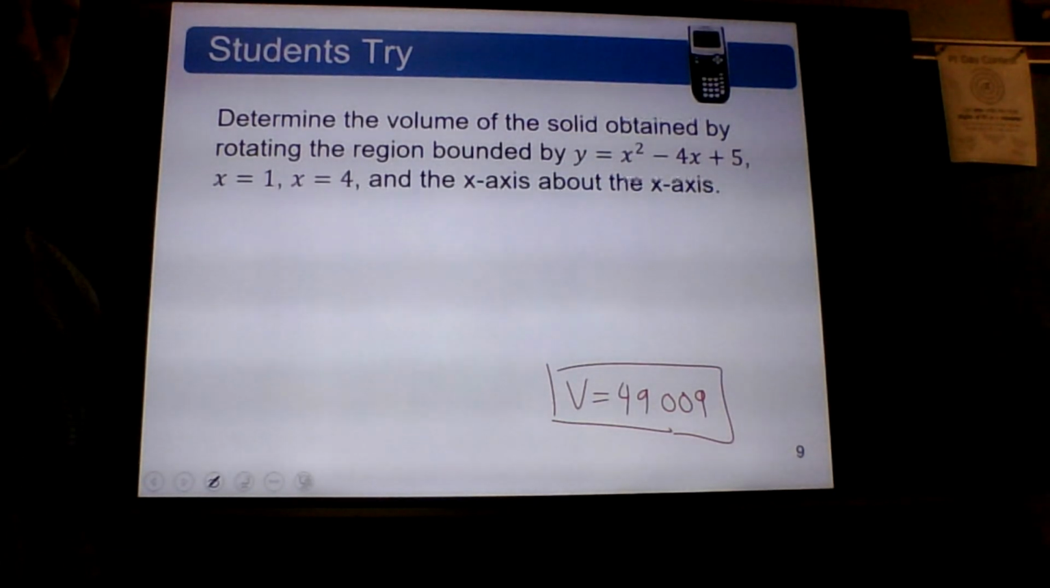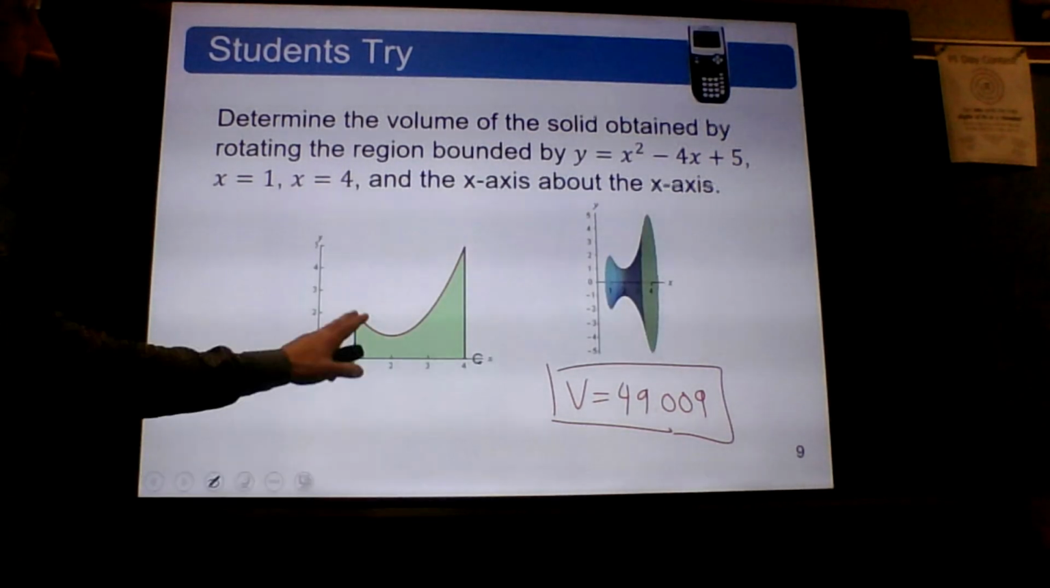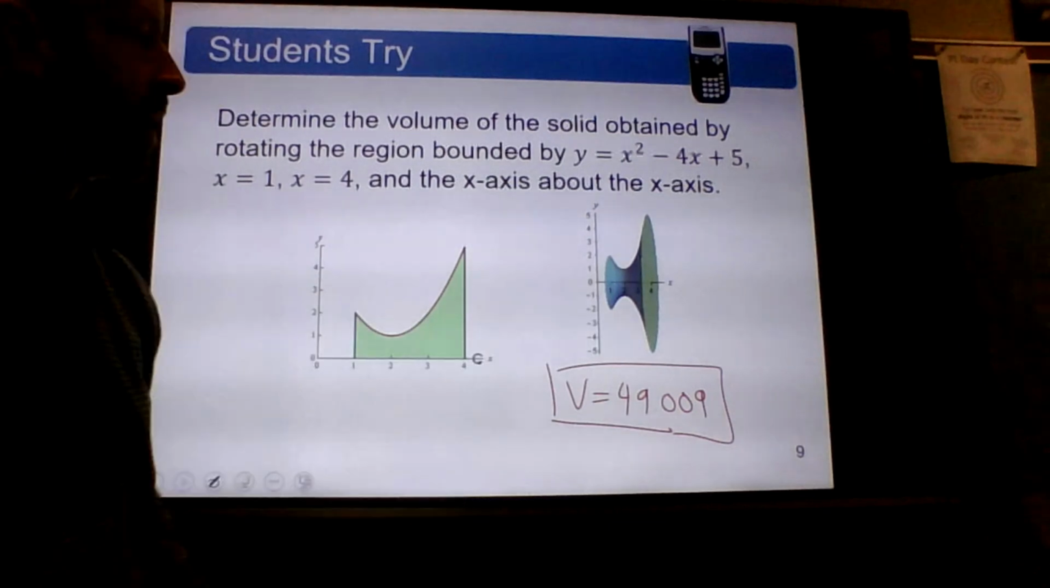Okay, so that's the disk method. By the way, for this particular graph, you would have this parabola here, and of course we're rotating it around the x-axis.